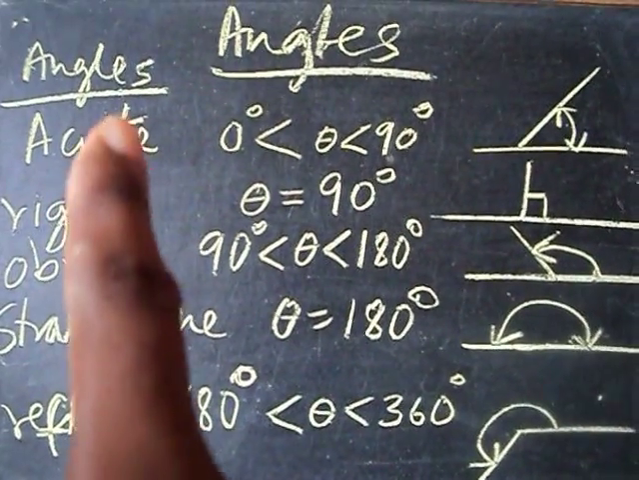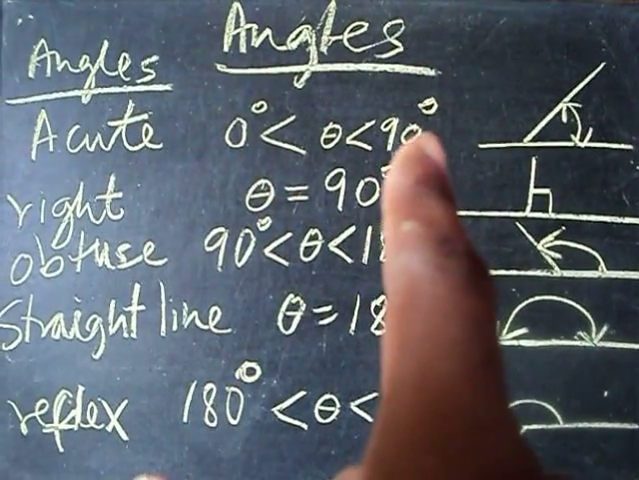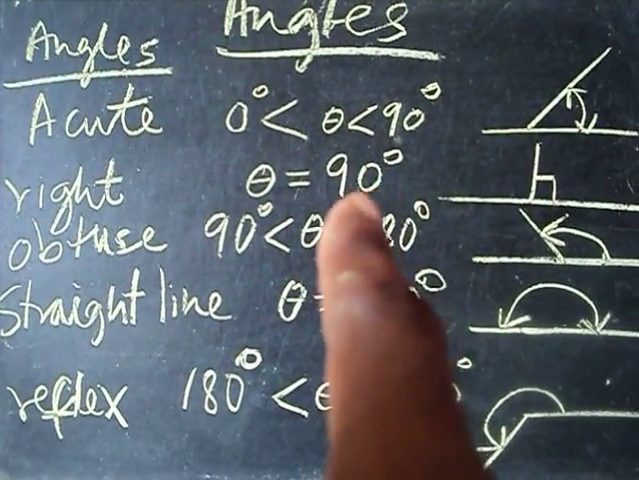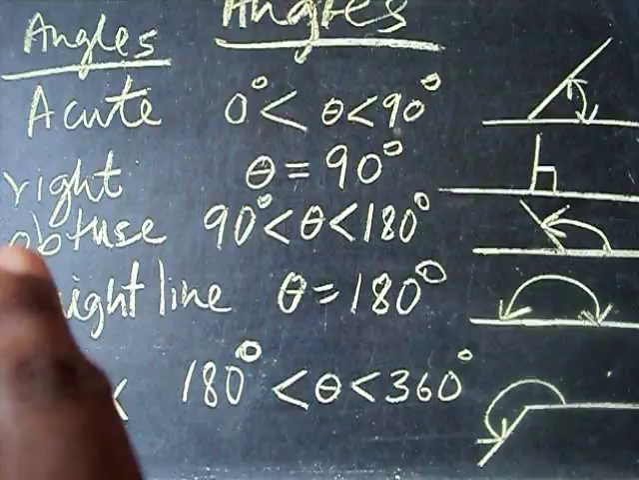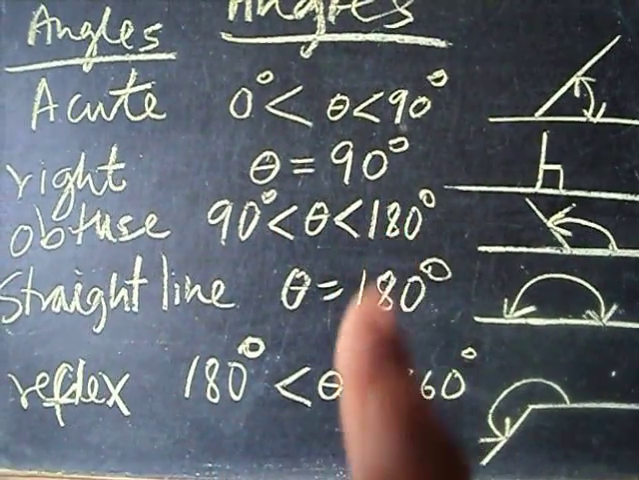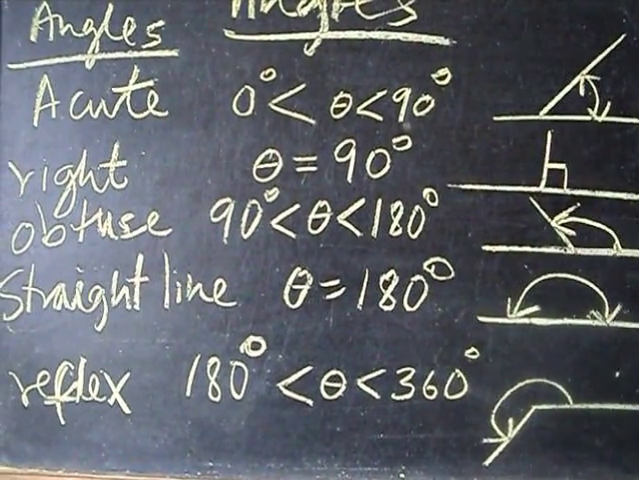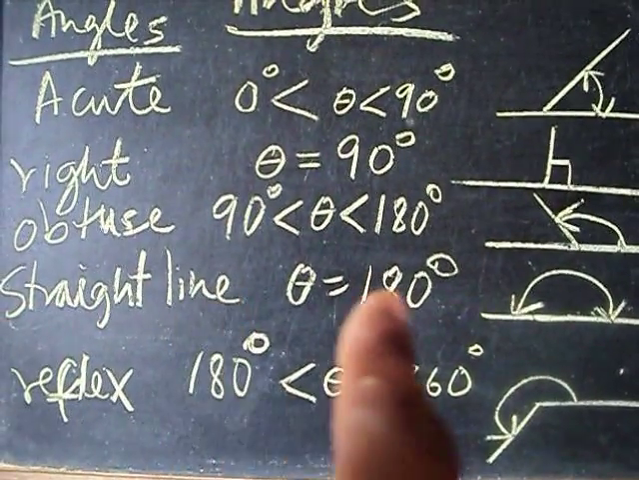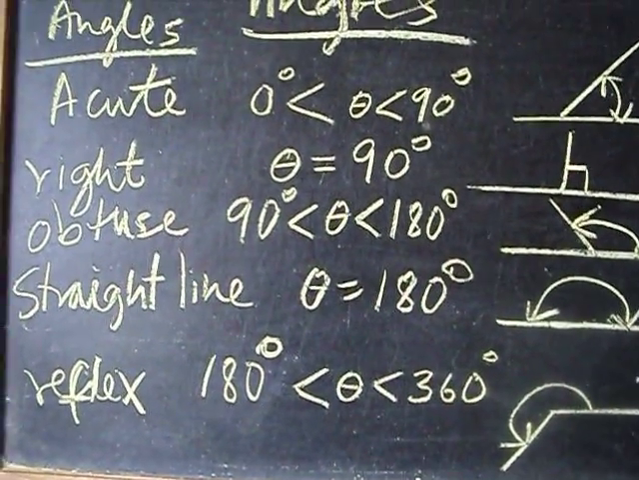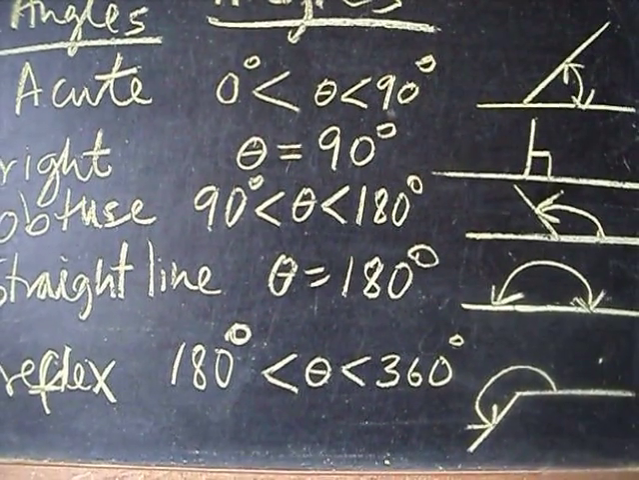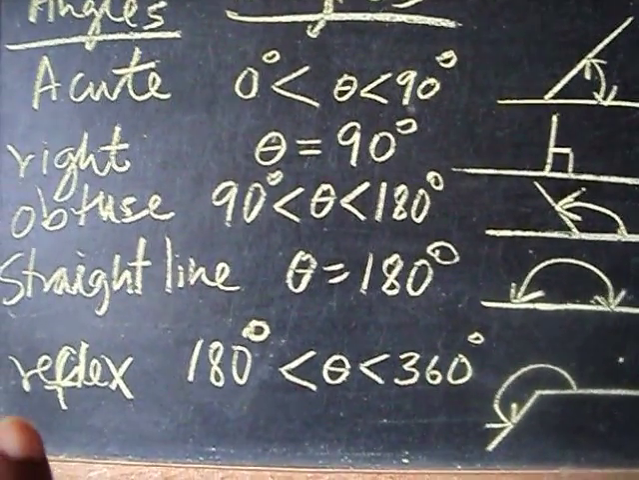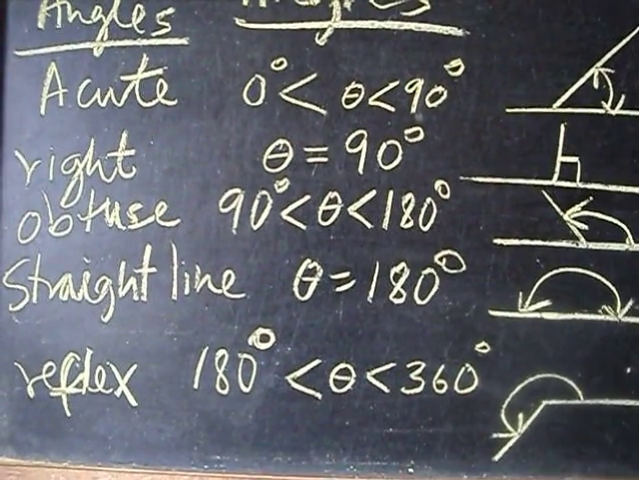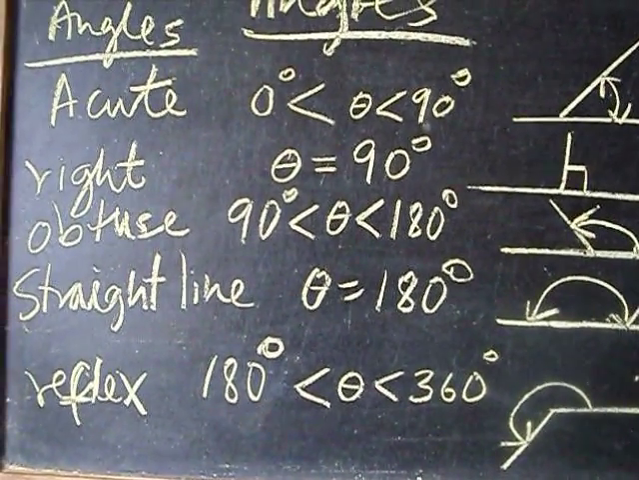So don't forget, acute is between 0 and 90, example 61. The right angle is 90 degrees, 90 degrees straight. Obtuse is between 90 and 180, example 100 is obtuse. Then the straight line angle is only 180 degrees, and the reflex is between 180 and 360, example 270 is reflex.